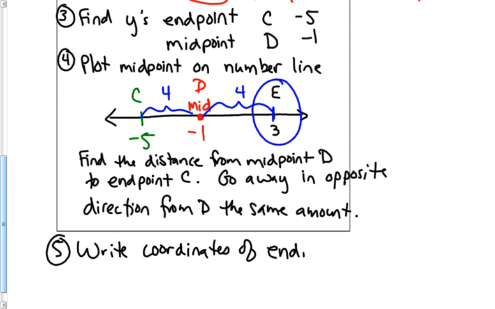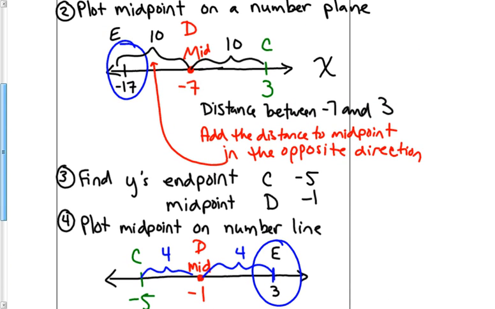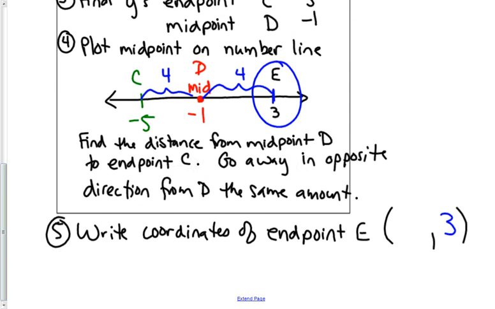And this, of course, is the endpoint E. I have an X value. Right now I can't see the X value. I can see the Y value, and the Y value is 3 up. And I found the X value to be -17. So endpoint E is at -17, +3.